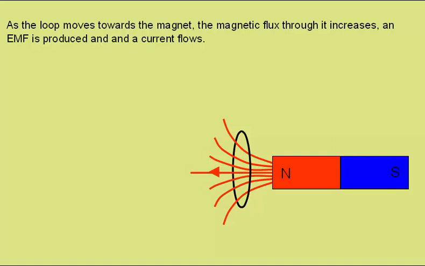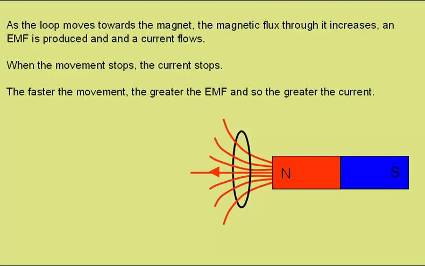An EMF is produced, and, as it is a complete circuit, a current will flow. When the movement stops, there is no longer a change of magnetic flux, and the current stops. The faster the movement, the greater the EMF, and so the greater the current. Incidentally, we could have equally moved the magnet towards the loop.